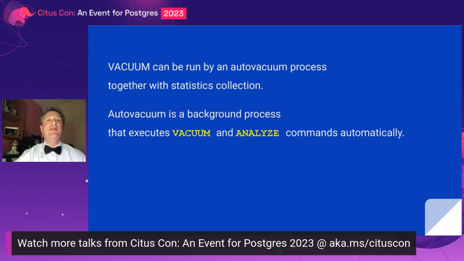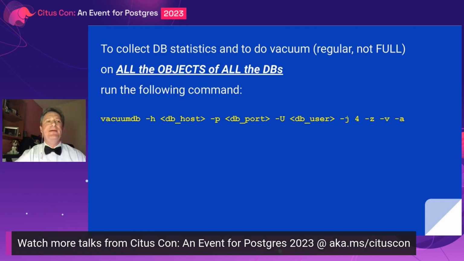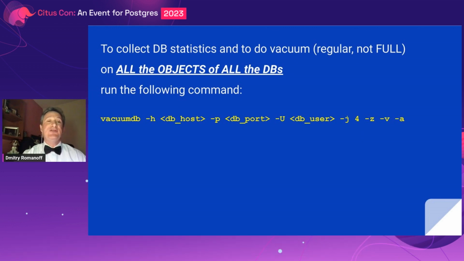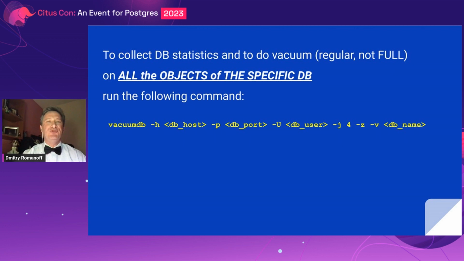Vacuum can be run by an auto-vacuum process together with statistics collection. Auto-vacuum is a background process that executes vacuum and analyze commands automatically. To collect database statistics and to do vacuum on all the objects of all the databases, run the following command. To do the same on all the objects of a specific database, run the following command.